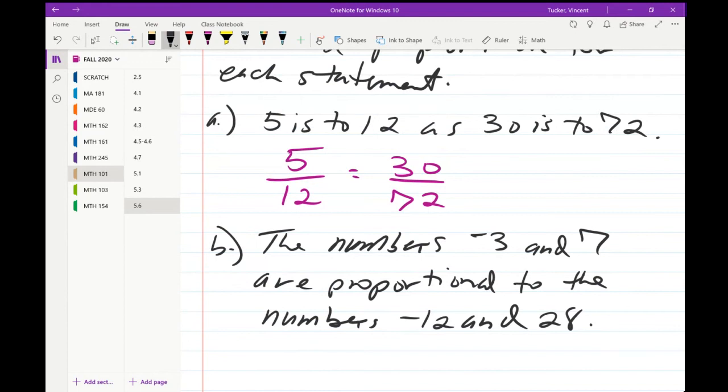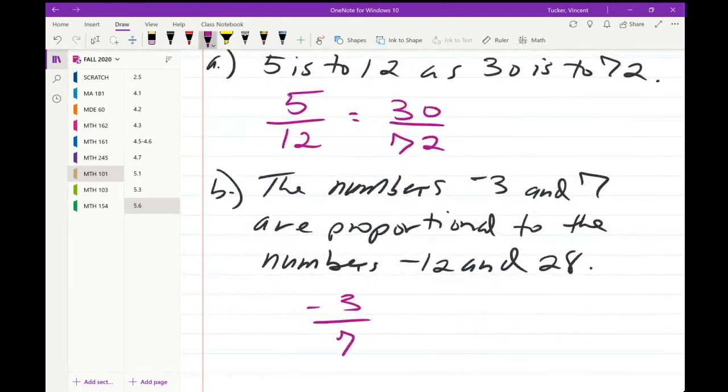All right, so the numbers -3 and 7 are proportional to the numbers -12 and 28, excuse me. So just -3 over 7 equal to -12 over 28. All right. Any problems?